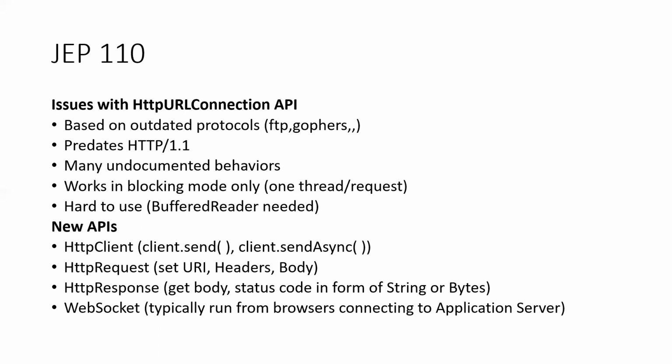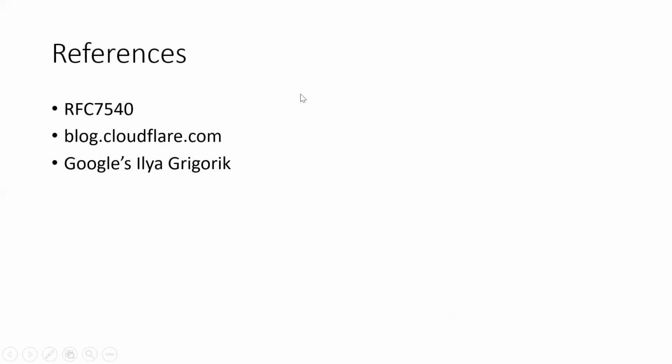In request, if you see HTTP request, you need to set the URI where you want to send the request, then header, and then body, if you are using a post method. In HTTP response, you can get back the response status code and body. If you want the response, you can get it as a string or bytes. It's up to you. And then WebSocket. WebSocket is specifically for browsers connecting to an application server. Now we will see a small demo on these APIs.